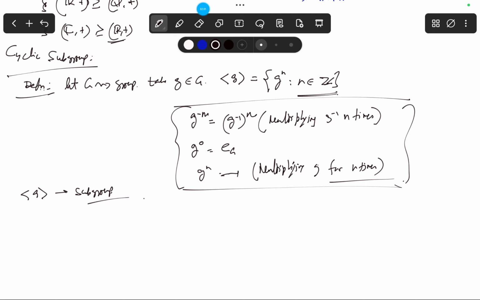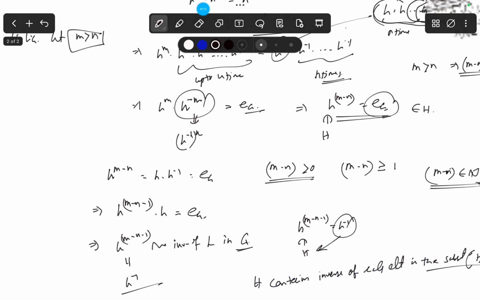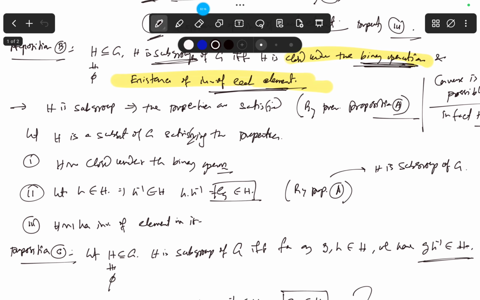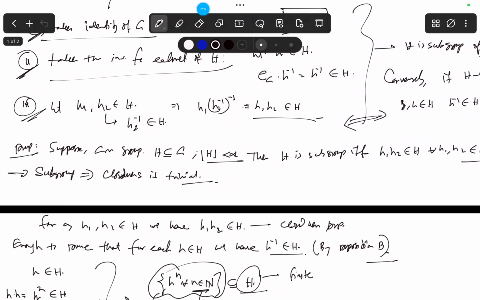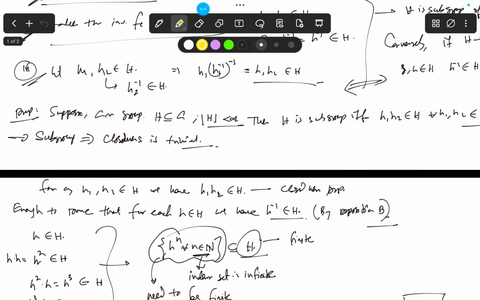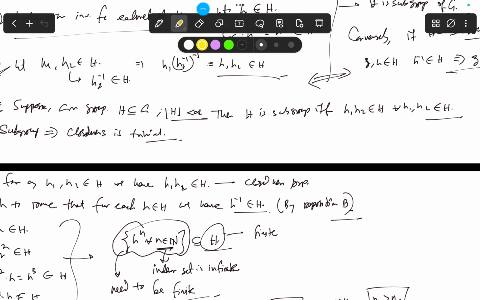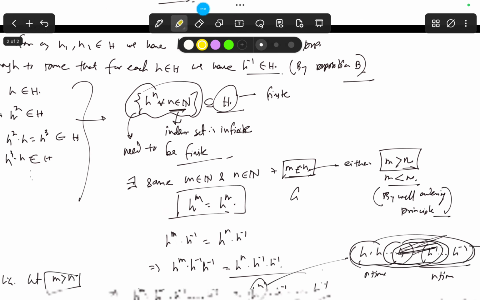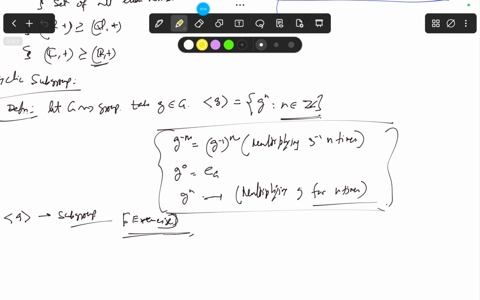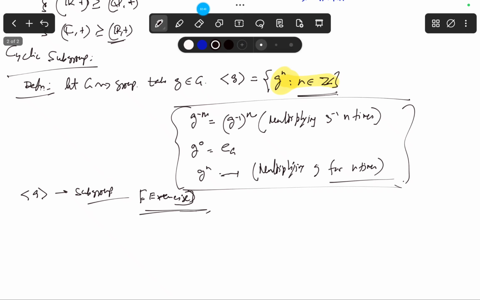Maybe you can take it as an exercise as well, checking that it is a subgroup. You just follow the properties of either proposition A or proposition B, whichever is fine for you. But of course don't use the last proposition, because remember that this proposition is only suitable for a finite subgroup. Here the subset g power n may not be finite because n is running over the integers.